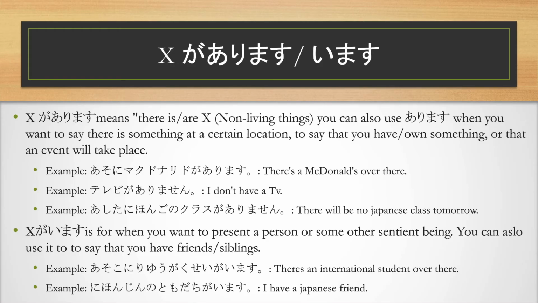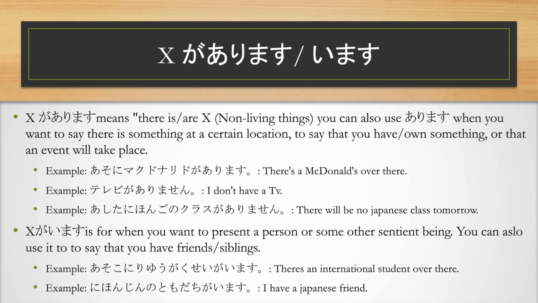So now we're on to grammar, which is bunpo. First we start with X ga arimasu and imasu. X ga arimasu means there is or there are X, which would be non-living things. You could also use arimasu when you want to say that there is something at a certain location, to say that you have or own something, or that an event will take place. Example: Asoko ni McDonald's ga arimasu. There's a McDonald's over there.